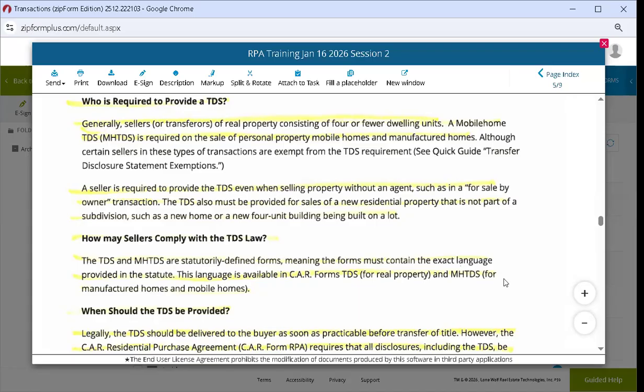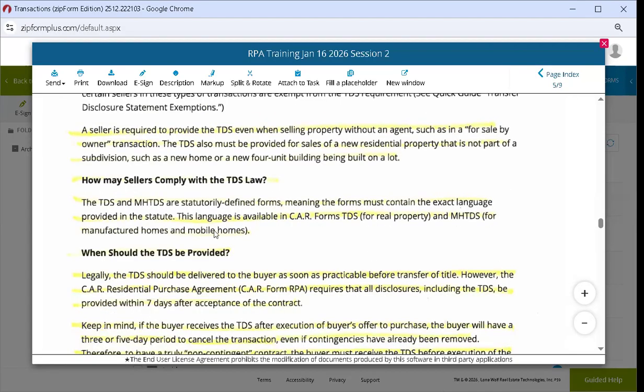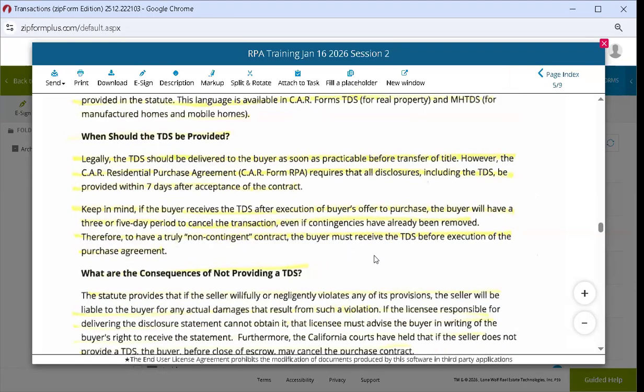And how do sellers comply with the TDS law? So it is a statutory form, and the language is available in the CAR forms. That's why CAR is so important, because they've already lined it out the way that the statutory requirement by law is. When should it be provided? When should you be giving this TDS? As soon as practical.